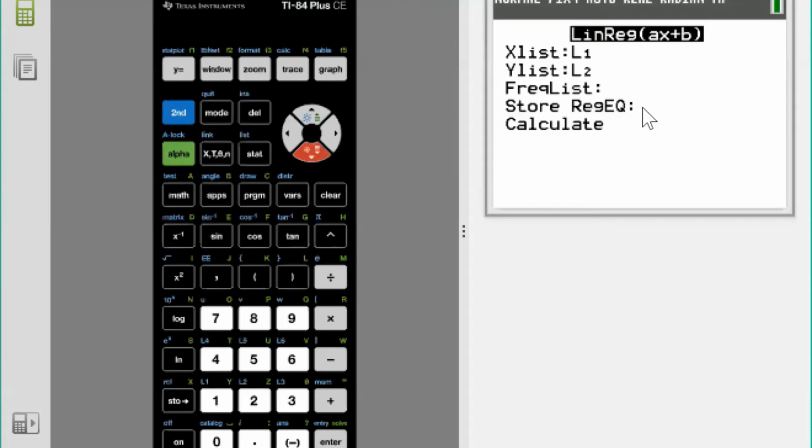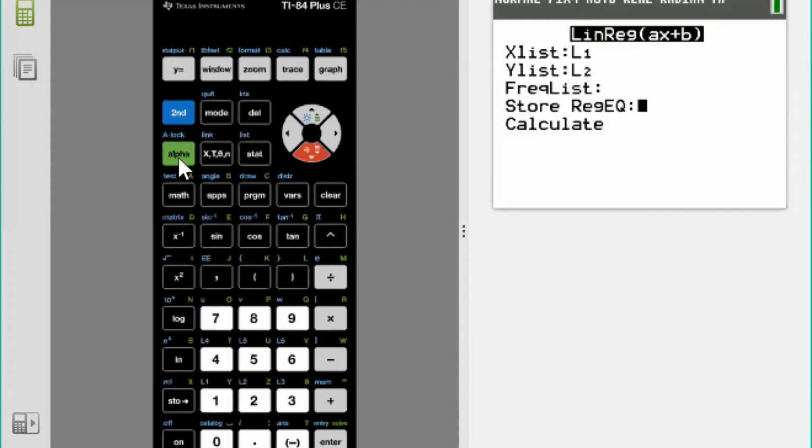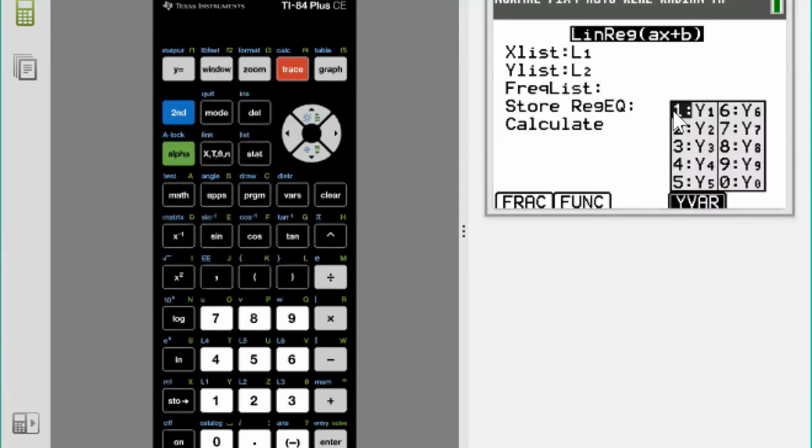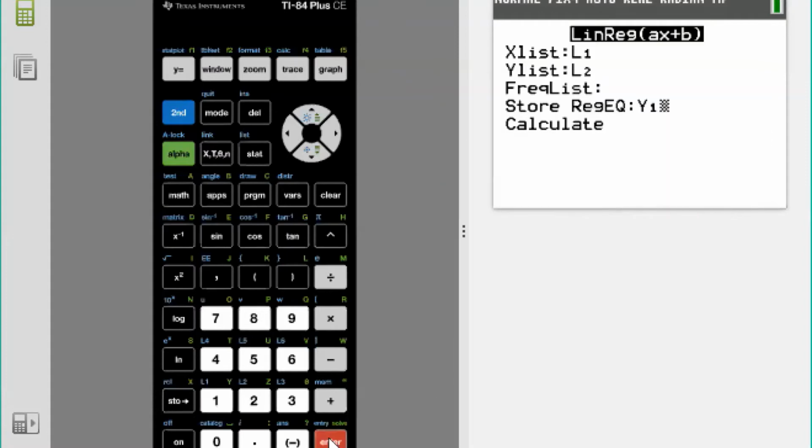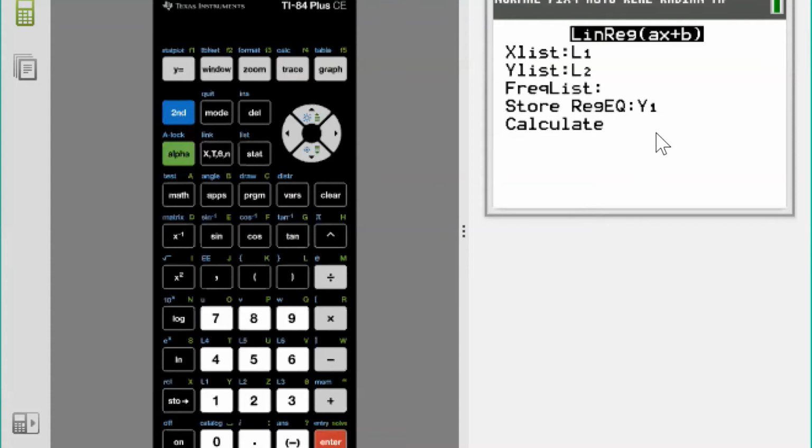The way we do this, please listen to me very carefully and follow along with me. You press alpha. You can see here alpha. Press alpha and then press this trace, which is up here. Then you'll see the list of Y values. Select number 1. So 1 is already selected, just hit enter. The meaning of that is your regression equation is now stored in your calculator. We'll use that later on.